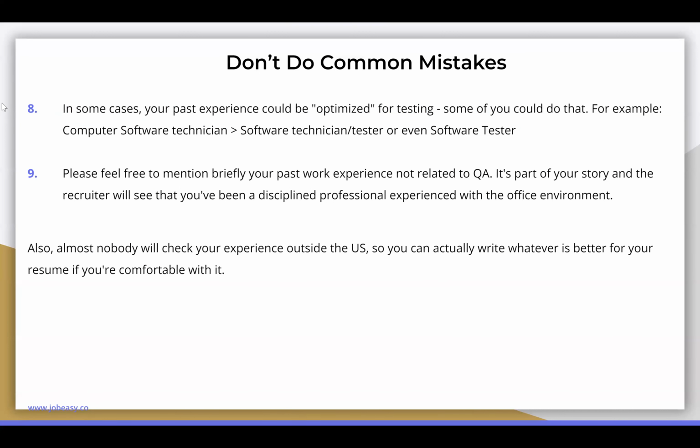So the next one, number 8, is that in some cases, your past experience could be optimized for testing. Some of you could do that. So for example, computer software technician. You better write it like software technician tester or even software tester. So you worked as a computer technician. You fixed computers. But instead of writing that you worked as a computer technician, write something like software technician. So it's more about the software. So you need to optimize it. You need to change it a little.